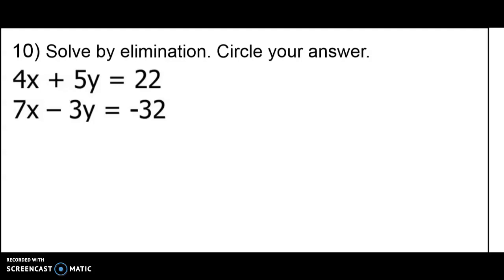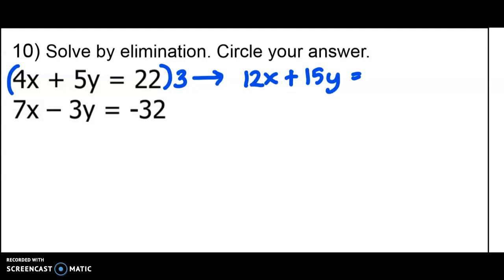So let's say, since these are already the opposite sign, let's say we're going to get rid of y. Well, what's the first number that both 5 and 3 go into? Well, that's going to be 15. What would I need to multiply 5 by to make it 15? I would need to multiply it by 3. So I'm going to multiply the whole entire equation by 3 because I can't just multiply 5 by 3, but if I multiply everything by 3, it keeps it all the same and it's okay. So 4x times 3, that's 12x. 5y times 3, that's 15y. And 22 times 3, that's 66.